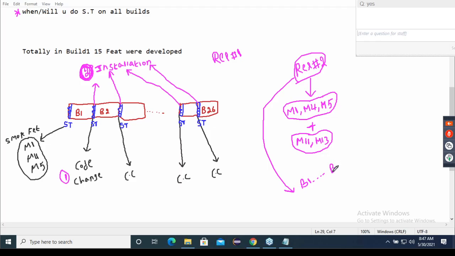Assume this is B21, a final build. How many features will you do smoke testing here? How many features? Good guys, 5 features. So 5 features will be selected as smoke features. Obviously, here also 5 features. Everyone is giving the correct answer.